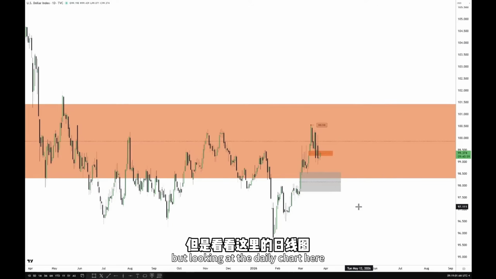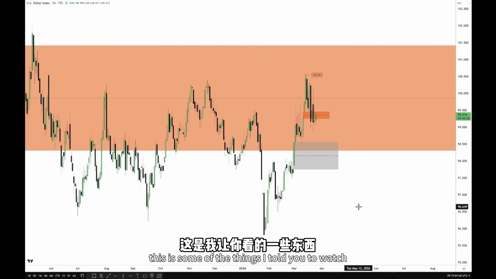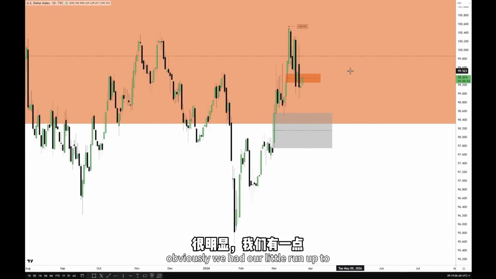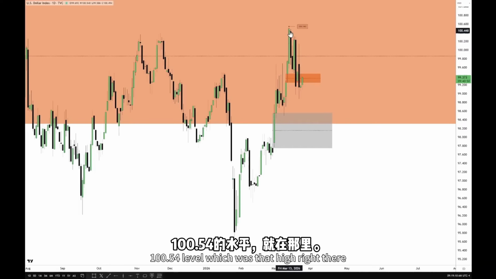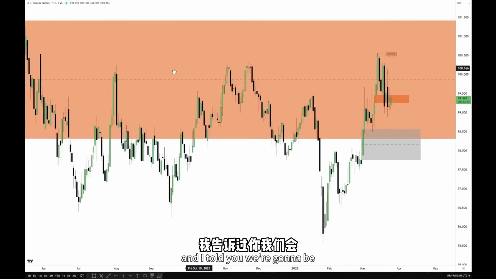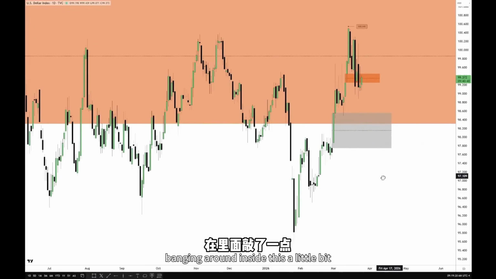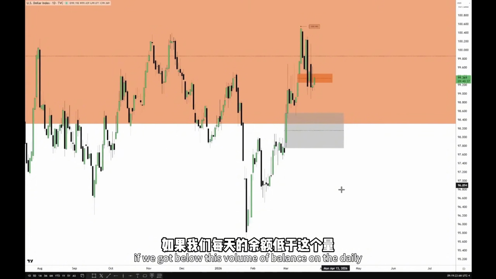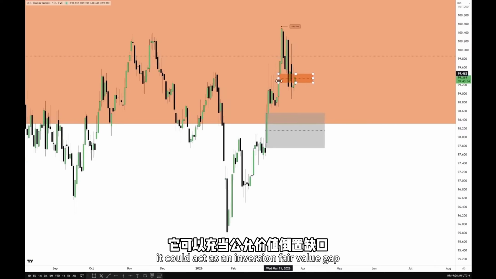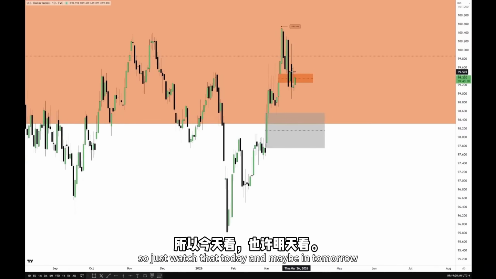But looking at the daily chart here on the dollar index, this is some of the things I told you to watch. Obviously, we had our little run up to the 100.54 level, which was that high right there. And I told you we're going to be banging around inside this a little bit. If we got below this volume imbalance on the daily dollar index, it could act as an inversion fair value gap. So just watch that today and maybe into tomorrow.